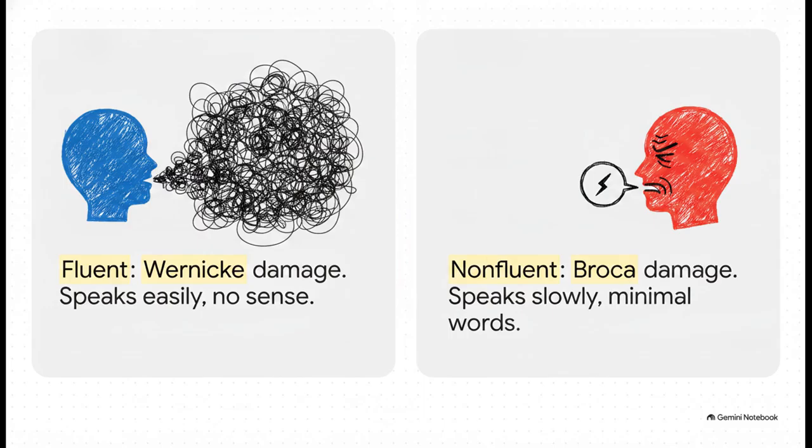This right here is a massive target for vocabulary matching on your quiz. You have to know the difference between fluent and non-fluent aphasia. Fluent aphasia comes from damage to the Wernicke area. The person speaks easily, but the content makes absolutely zero sense.